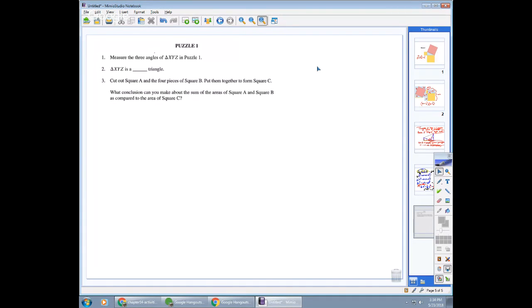And the claim is that we can take those pieces of B and figure A and build the area of square C. So cut out B. Yeah, cut out B.